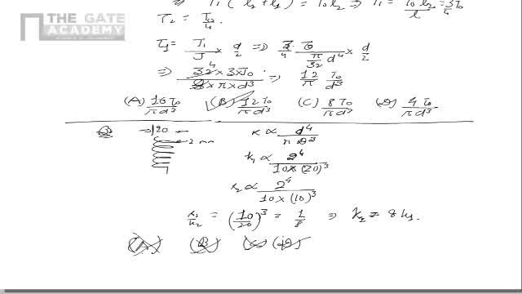Now let us see question number 3. Question number 3 is, for a circular shaft of diameter d subjected to torque T, the maximum value of shear stress is. It's a very straightforward question. The shear stress is given by T upon J into D upon 2. That's the maximum shear stress, tau max.